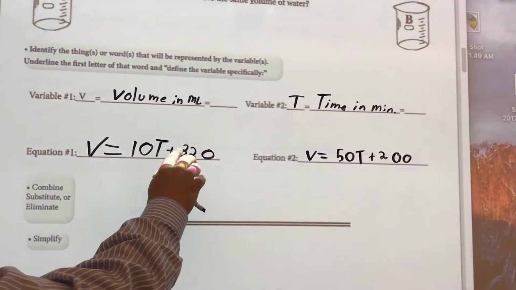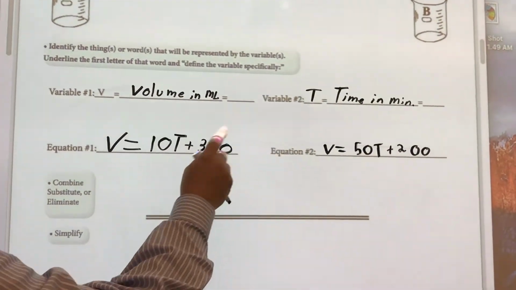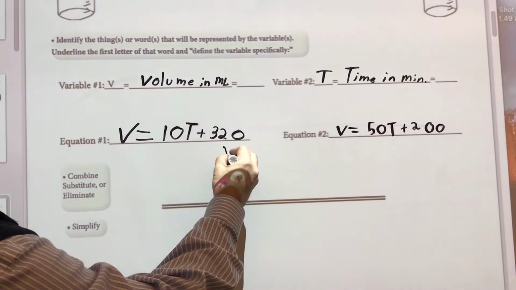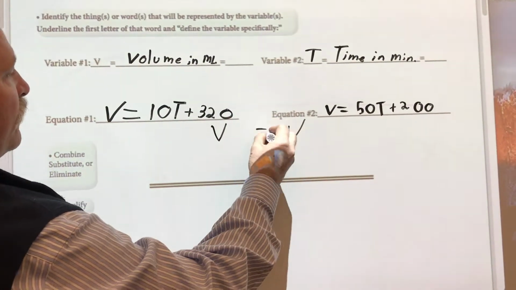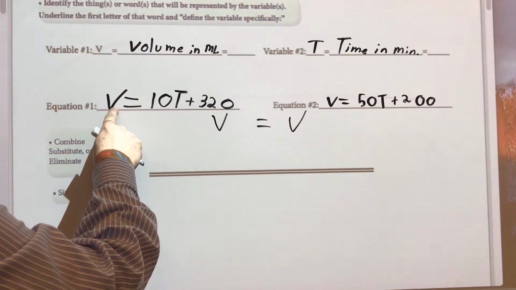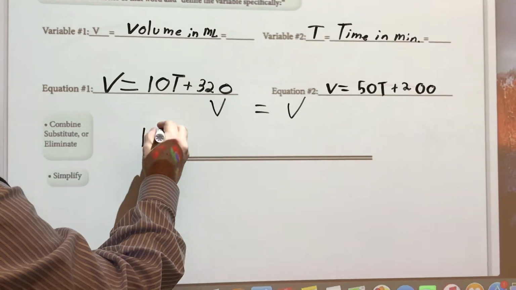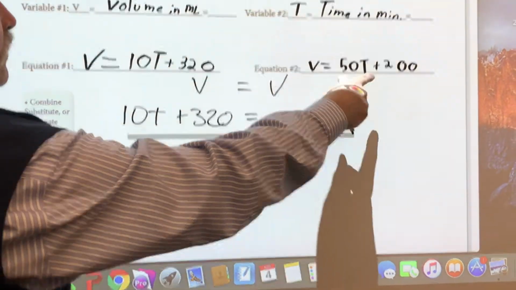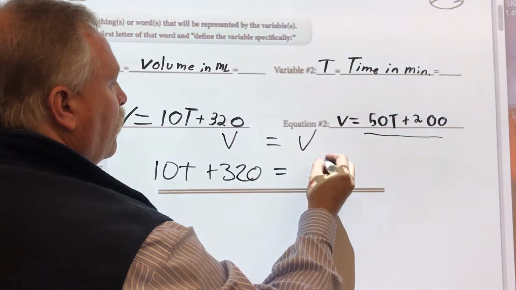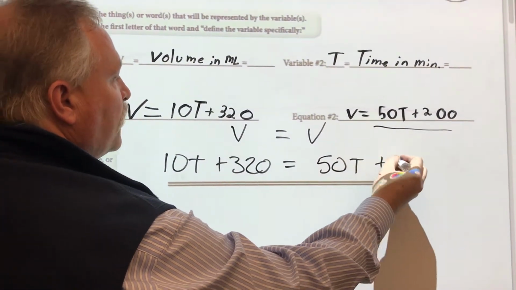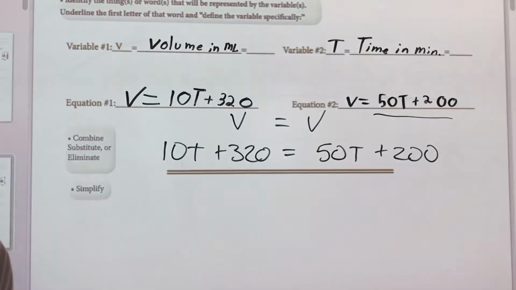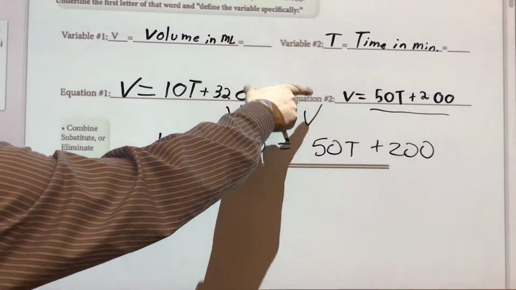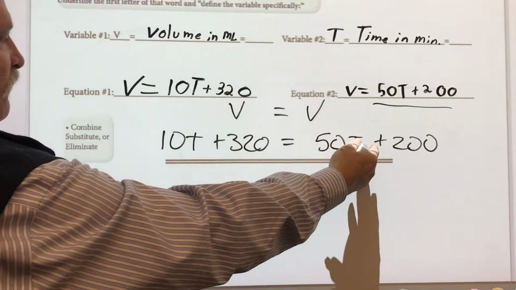Okay, the whole idea is we're going to try to see when both of these beakers have the same volume. So this volume will equal this volume. Beaker A volume is worth 10T plus 320. Beaker B, 50T plus 200. What we just did is we eliminated V from the equations. So now we just have one variable.